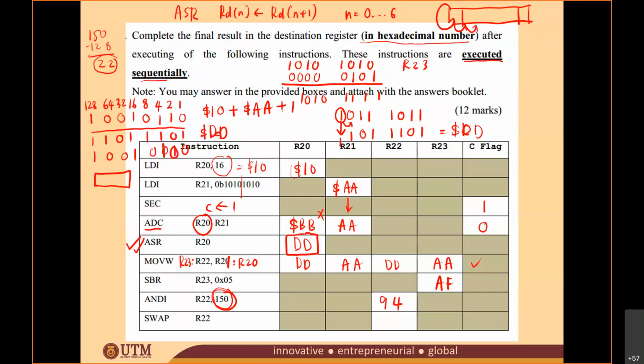Okay, next, swap. Okay, what does the swap do? The swap here means that you're going to swap the position between the low neighbor and the high neighbor. So 4 will go to position 9, 9 will go to 4. The final answer is 49.